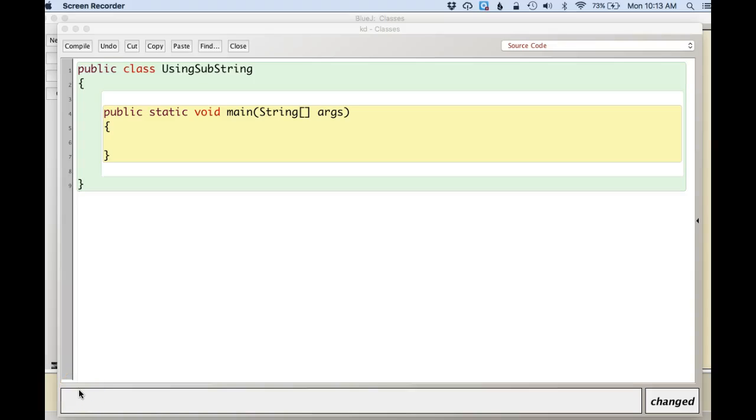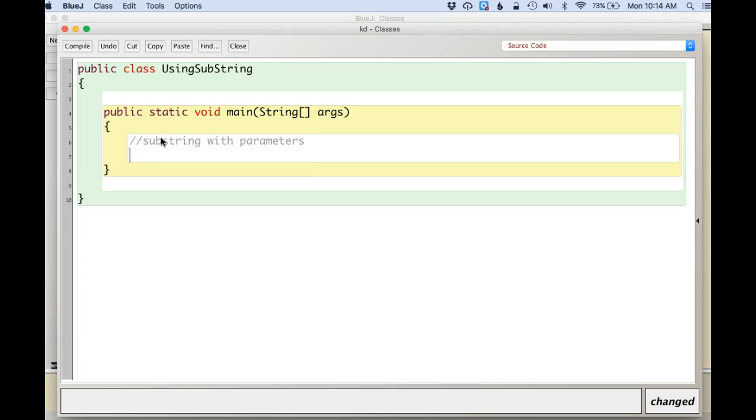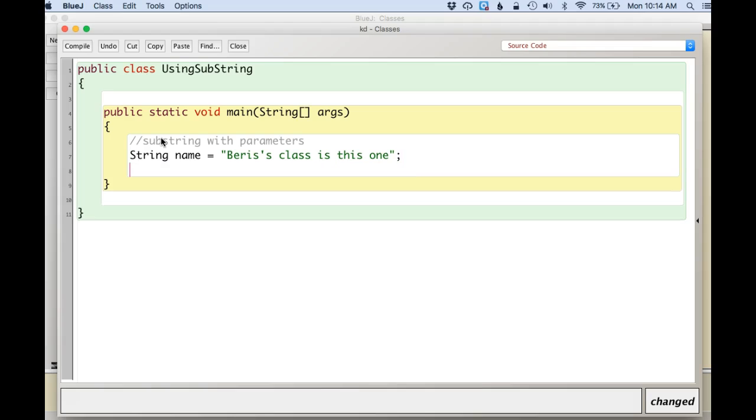So the second method, the next method we want to talk about is substring, but with two parameters. Substring with two parameters does a slightly different thing. The same deal applies: you have to have a string to run it. So there's my string. Barris's class is this one. Whatever. Okay, so I have a string.